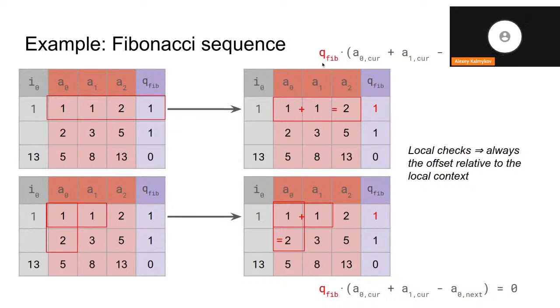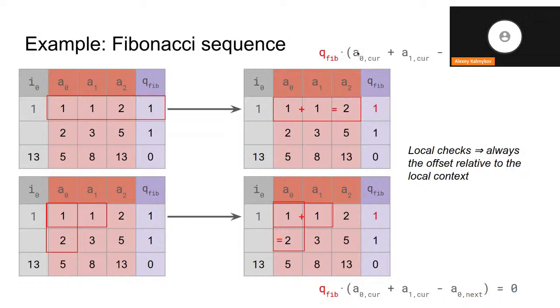Thanks to Halo2, we can define our own type of gate and selector called QFib that sets a constraint on how the computation is performed. On the current row, we take the zeroth wire, the first input wire, and the second input wire, we sum them up, and we make sure that it equals the output.